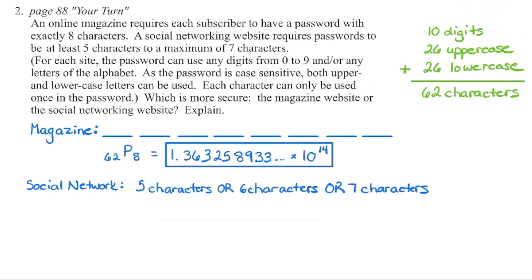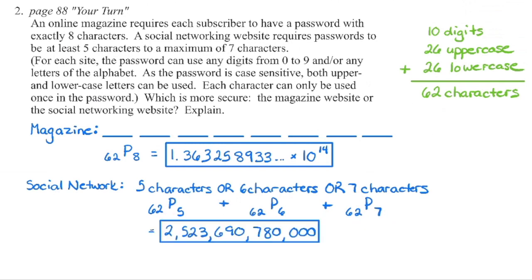So we can actually represent this by saying there are 62 possible characters that can go into that first spot, and I'm going to arrange them into 8 different positions. So this is the number of passwords that we can create. On my social networking site, I can have 5 characters and then 6 characters and then 7 characters. But I can see that I'm going to be using a similar process, so I'm just going to go ahead and say there are 62 possible characters that can be used. We're going to put them into 5 positions or 6 positions or 7 positions. So we have 3 different scenarios that can occur.